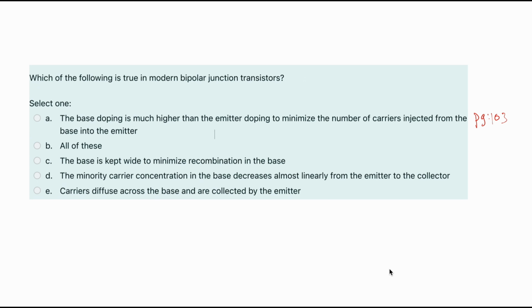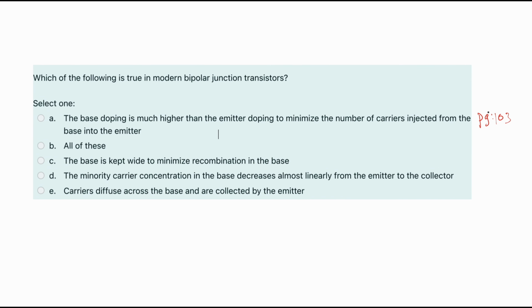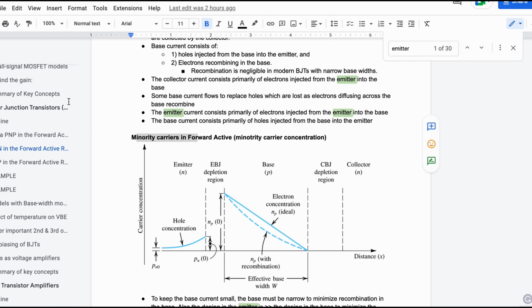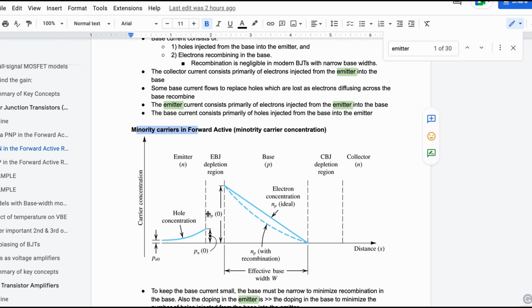Following is true in modern bipolar junction transistors. So if we look at page 103 in the notes linked below the like button, we'll have more information about this. So modern bipolar junction transistors. This is the important part. It's a bipolar junction transistor, which is a BJT. So that means we're going to look at the BJT notes in the description below the like button. And we're going to want to look on page 103, this section right here.